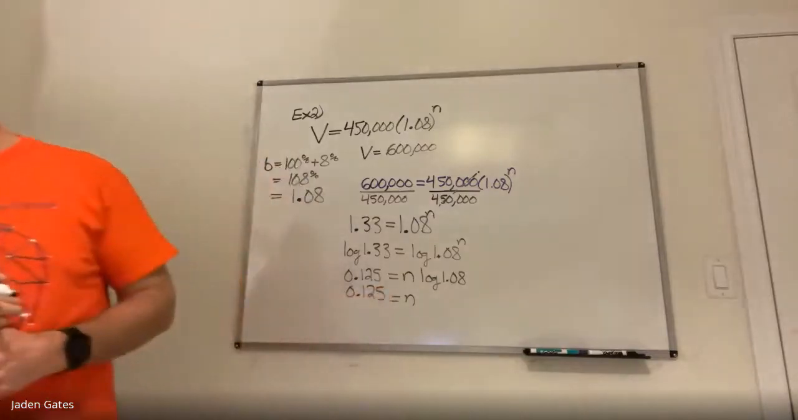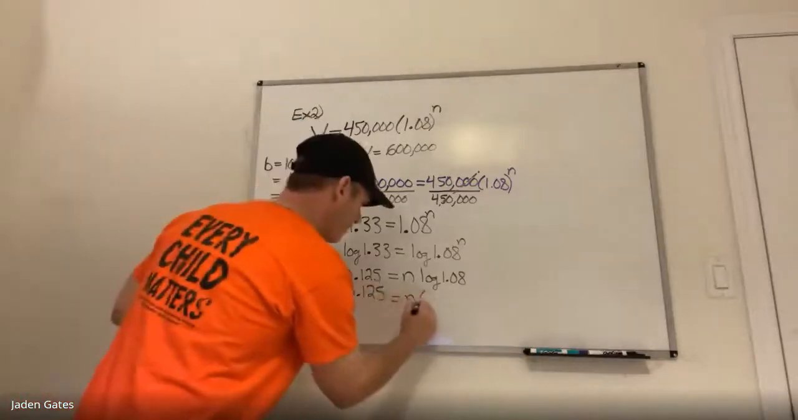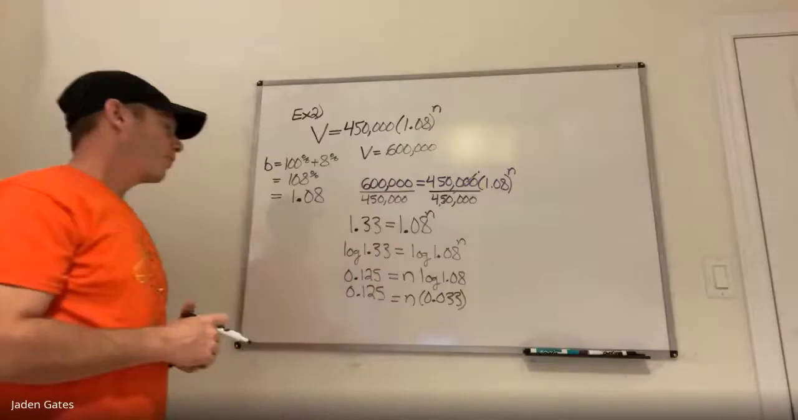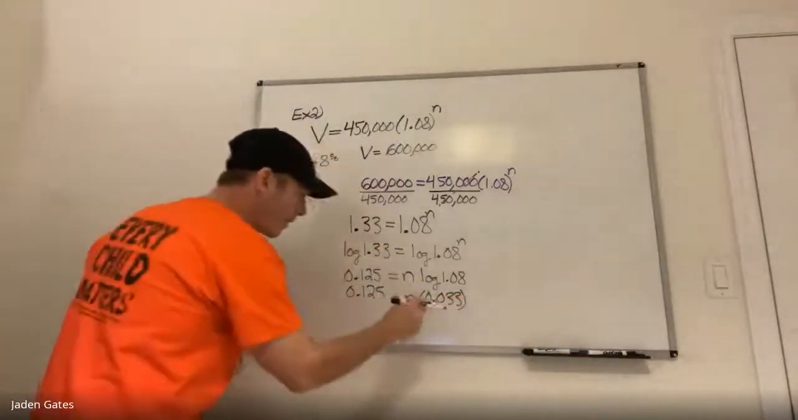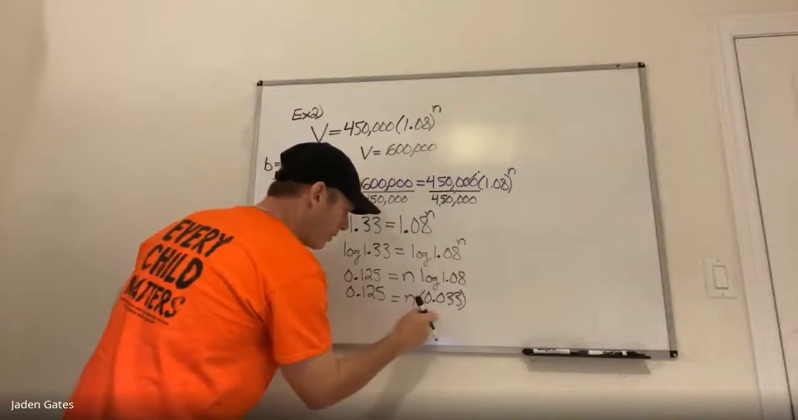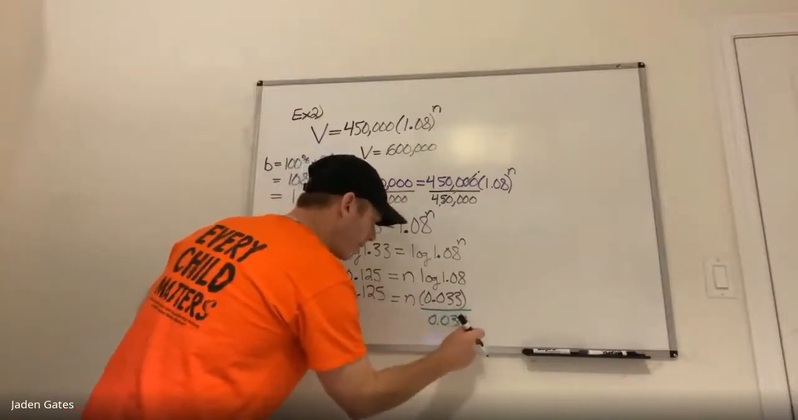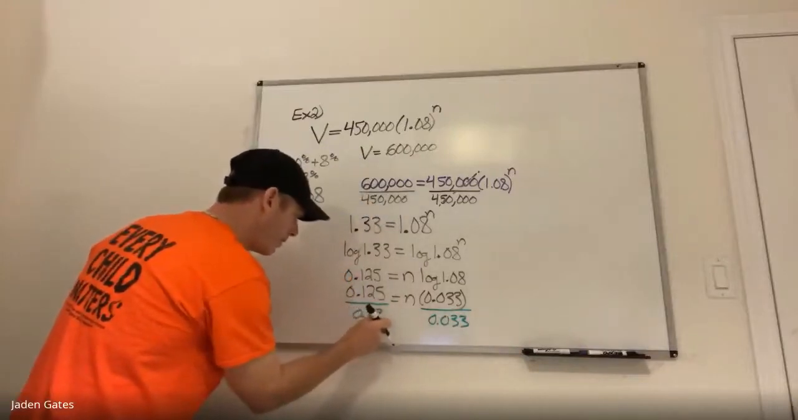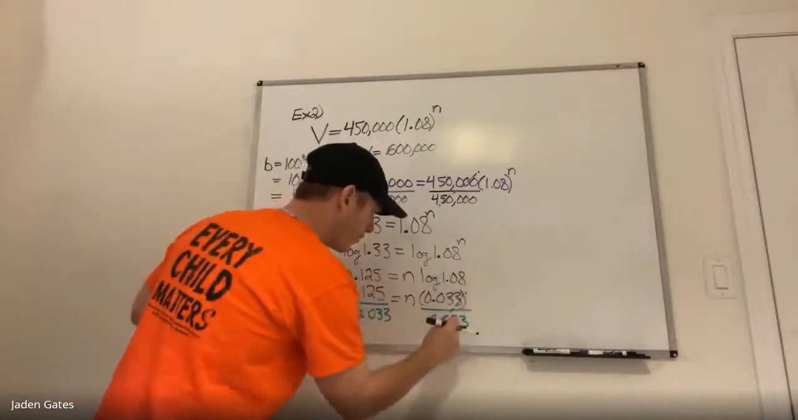The log of 1.08 is going to be a small number again. I'm getting 0.033. Now the final step, again, is dividing by my numerical coefficient to get that n by itself. So I'm going to divide by 0.033 and do that to the other side. Those are gone. Those divide each other out.